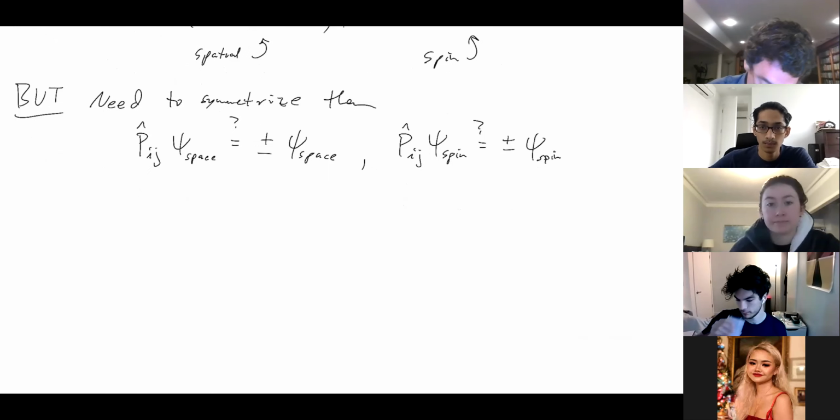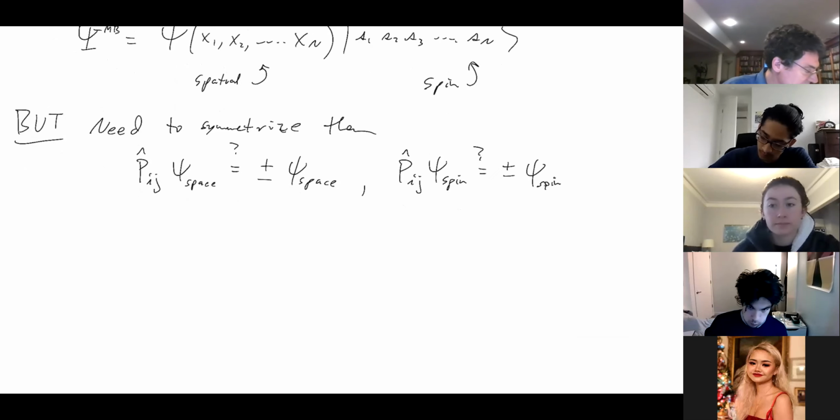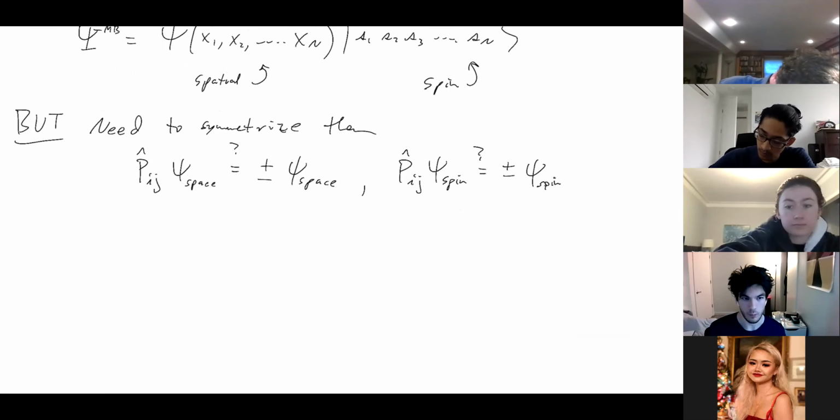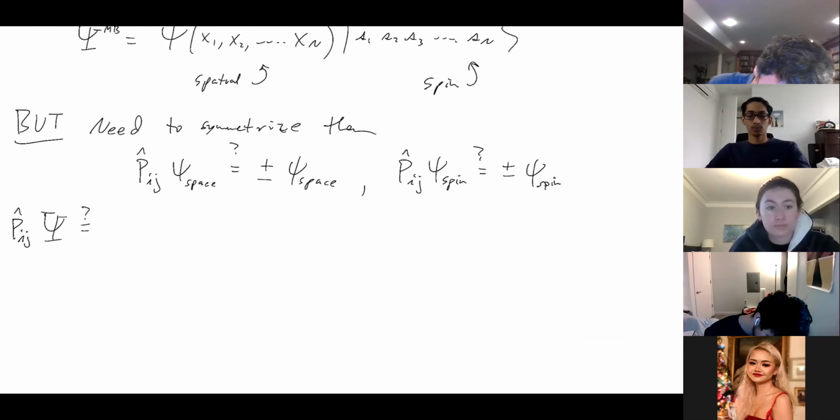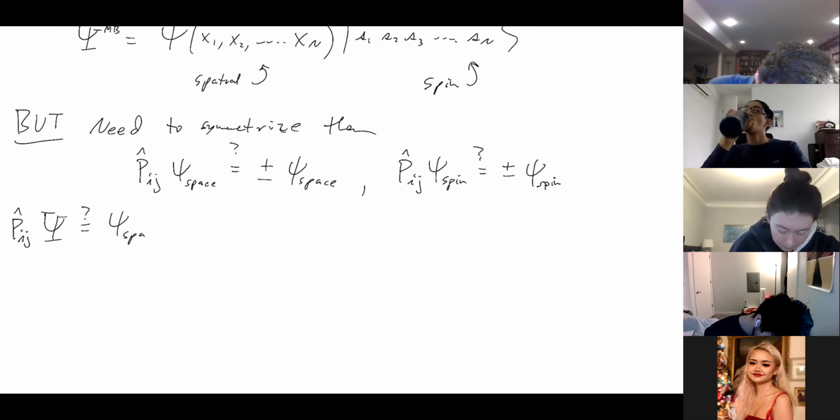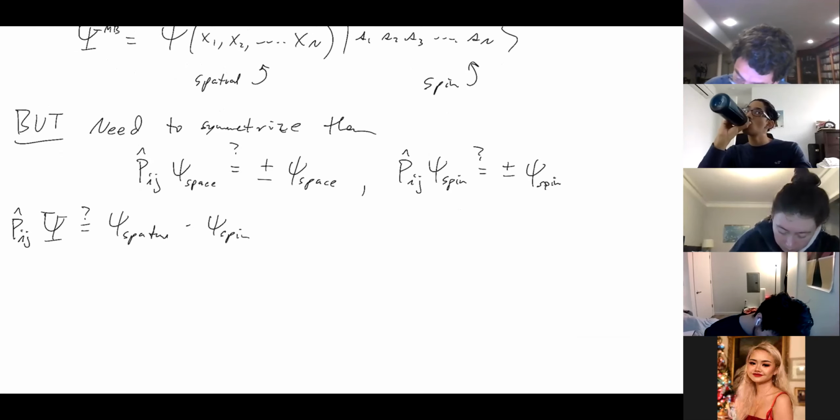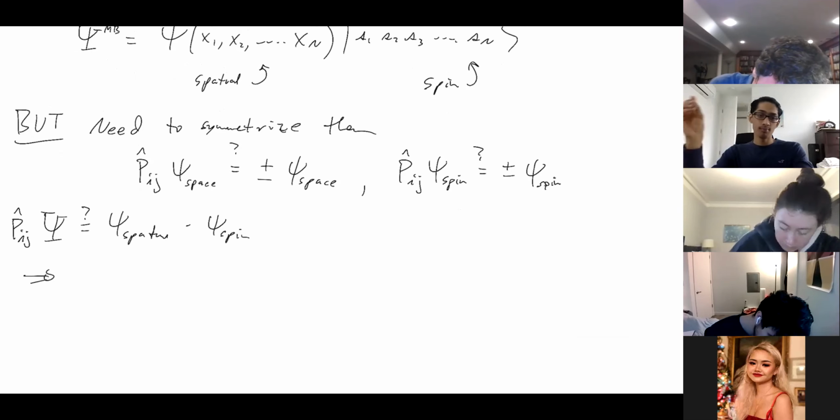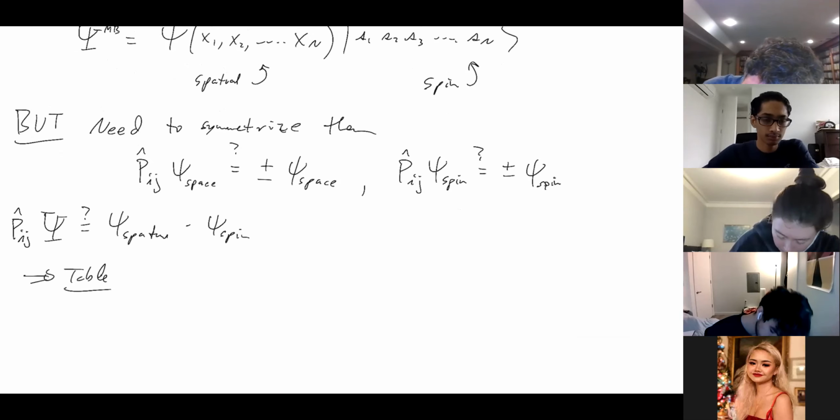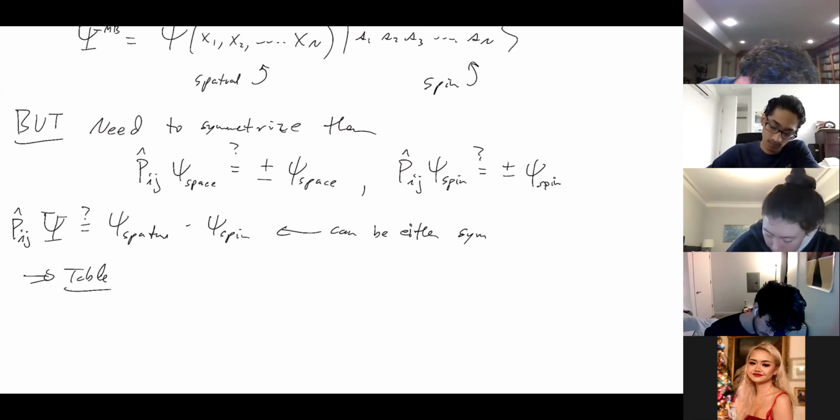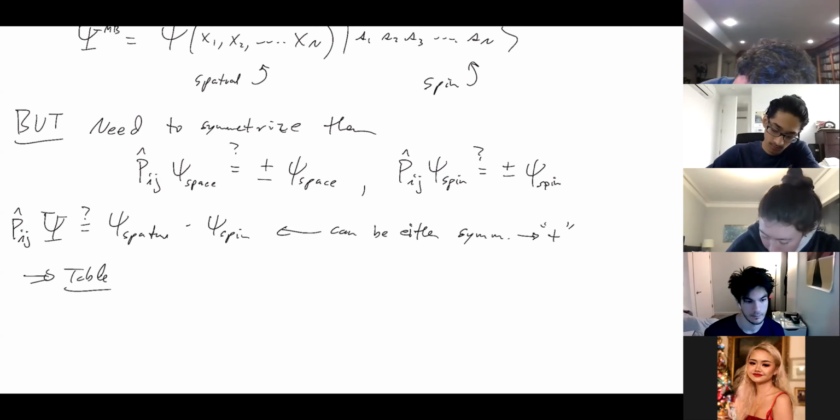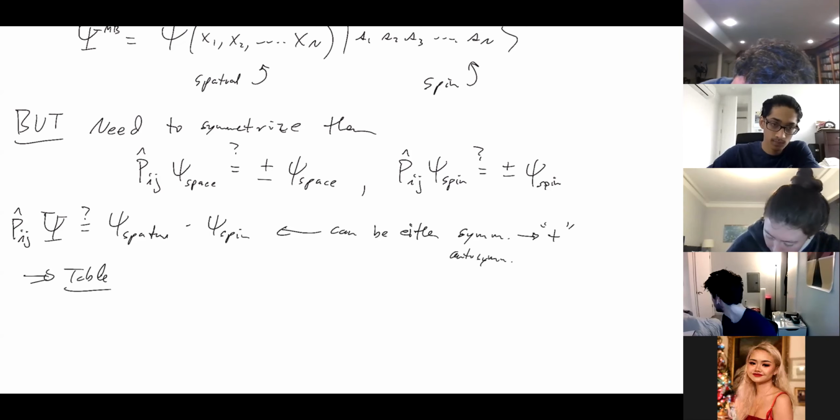So if I have a many-body state and I want to consider what happens under particle exchange, then I have to know the symmetry of the spatial part times the symmetry of the spin part. We can make a table, because they can be either symmetric, which I'll represent with a plus sign, or antisymmetric, which I'll represent with a minus sign. And the table looks like this.